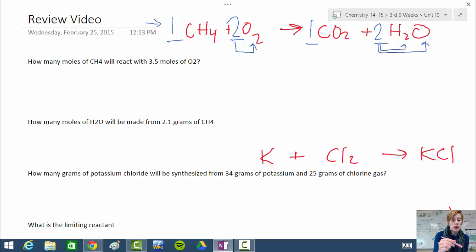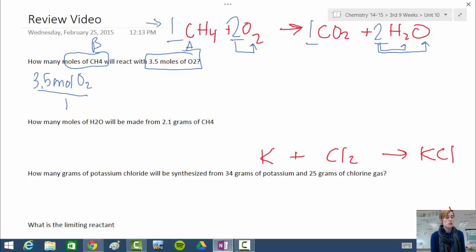It says I'm given 3.5 moles of oxygen, so I put that, moles of O2, on top over 1, and it's asking for moles of something else. This is B, moles of B, and oxygen would be A. So it's asking for moles of CH4. It says, how many moles of CH4 will react with 3.5 moles of oxygen? So I'm given 3.5 moles of oxygen, which goes on the top over 1. I'm going to moles of CH4.